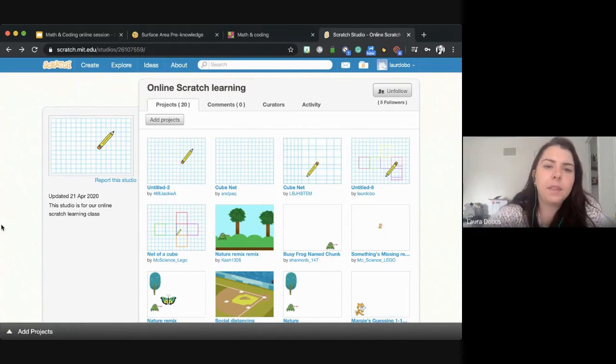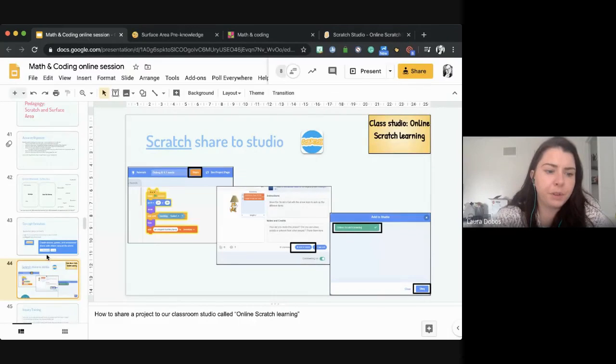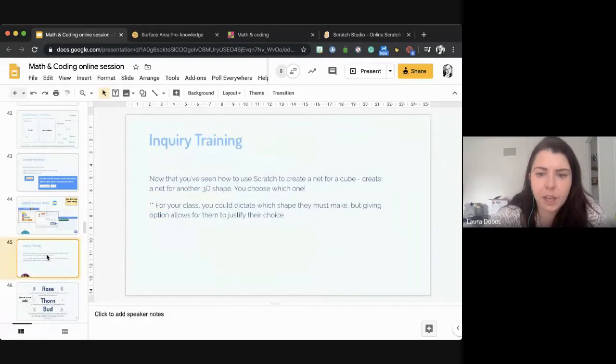So the last step of the pedagogy that we've been talking about is the inquiry training. Now that you have used Scratch to create a net for a cube, create a net for another 3D shape. In this case, you guys can choose. But for your class, it'd be effective to dictate which shape they might make. But also giving them options gives them that choice. So if you've taught them a number of different kinds of 3D shapes, you say, okay, now go create another net for any shape you choose.